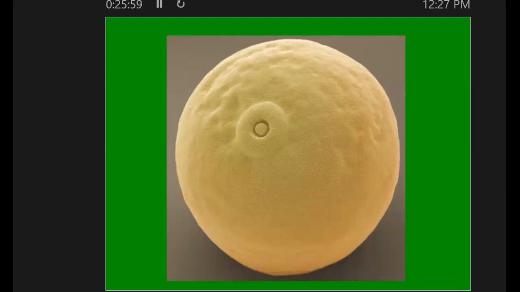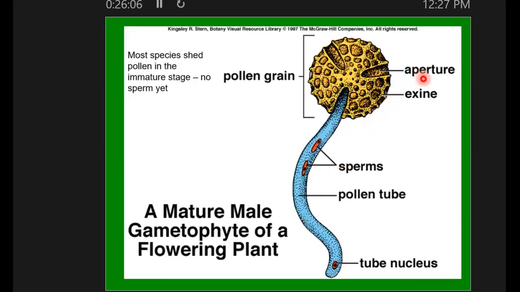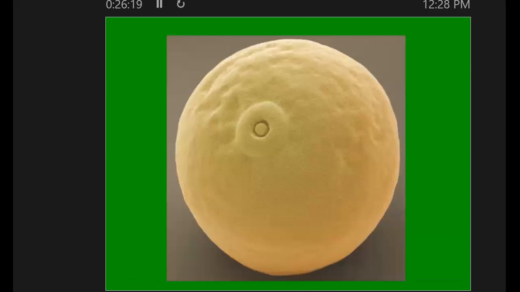Here's a pollen grain with one opening. The fancy word for that, do they have it on the previous slide? Aperture. Aperture is the fancy word. The aperture is basically a hole or opening that's going to allow the tube cell to come out with the sperm. And it's very characteristic. If it's one aperture, it's probably a monocot plant that this came from. A monocot has one aperture.